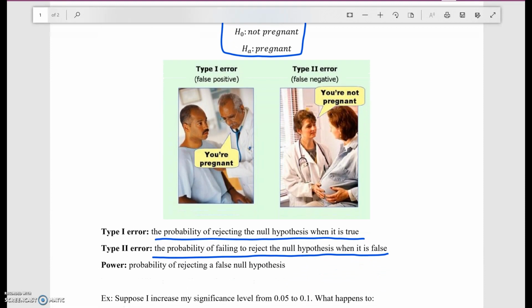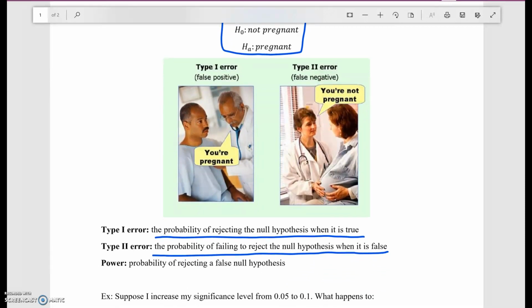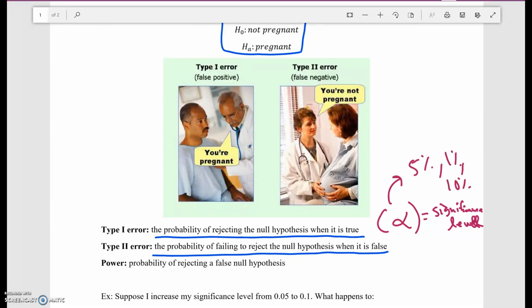Our type 1 error, we actually have been dealing with type 1 errors already. Type 1 error is actually my alpha, the significance level. This significance level that we've been talking about all this time is just my type 1 error. All this time we've been setting 5%, 1%, 10%, we've just been setting our type 1 error.